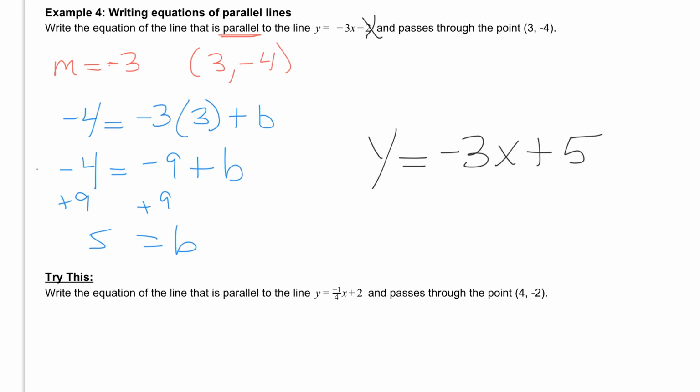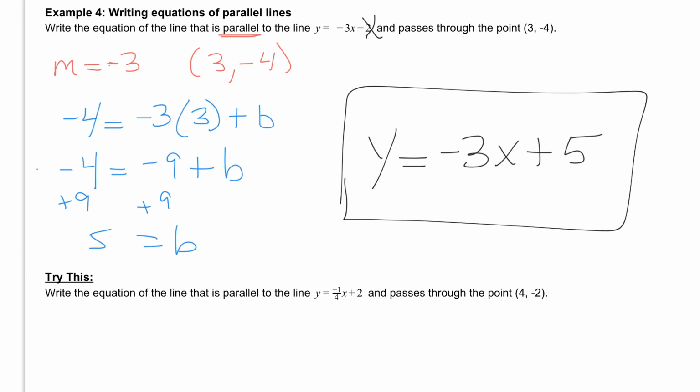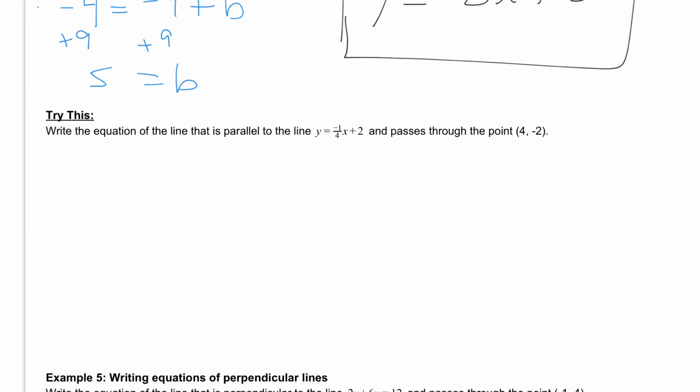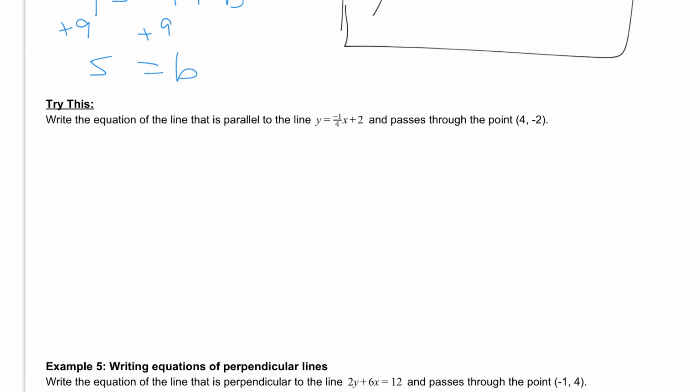If you have questions on this, let me know. Otherwise, I want you to go and do one just very similar to that in the try this right here. So go ahead and find that equation, pause your answer, and unpause it when you're ready to check.